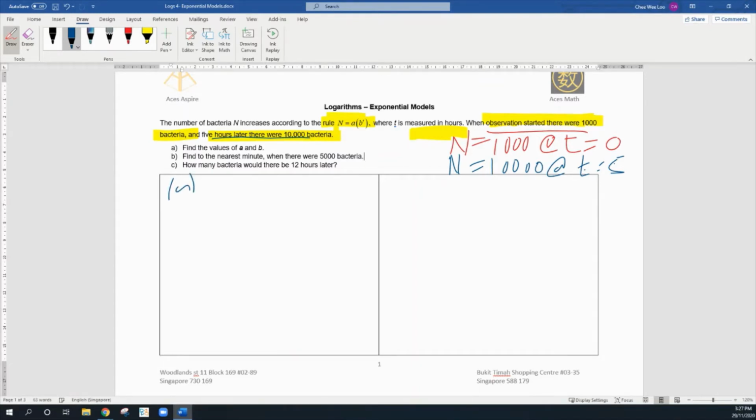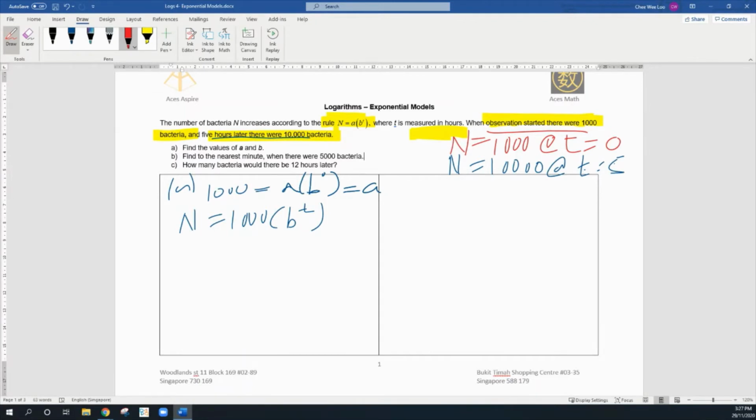So, making use of the first piece of information, we thus have 1,000 is A times B to the power of 0, which is equal to A actually. So whenever we have solved for the value of one constant, we will update the immediate equation right away, and we thus have n is equal to 1,000 b to the power of t now.